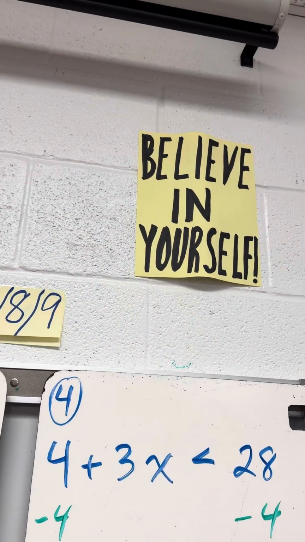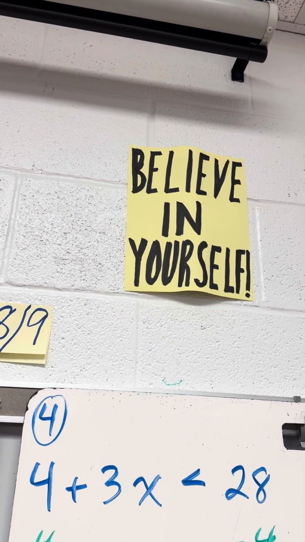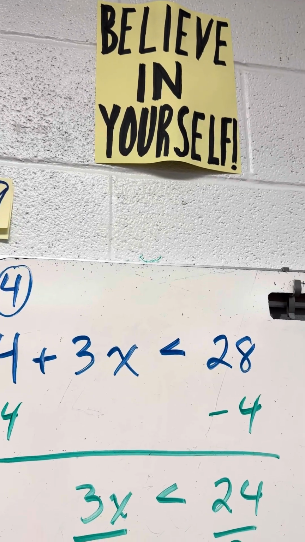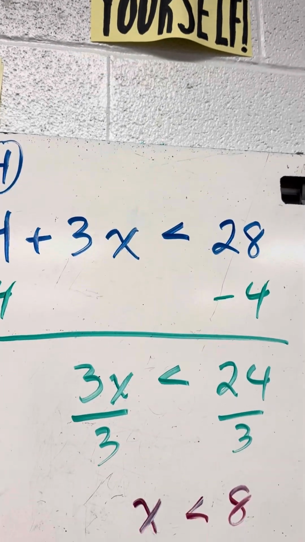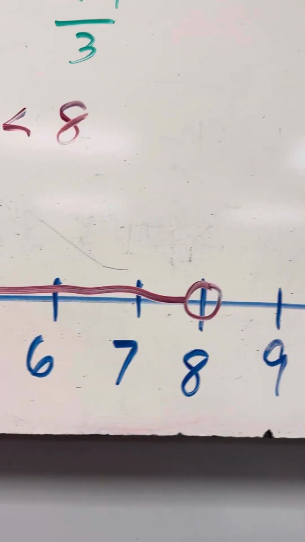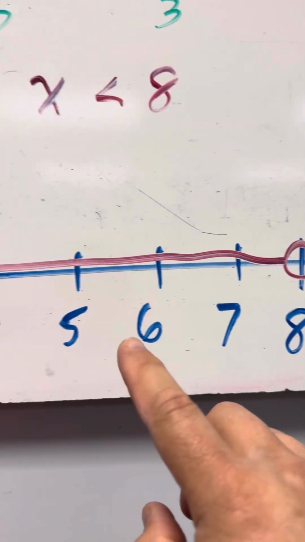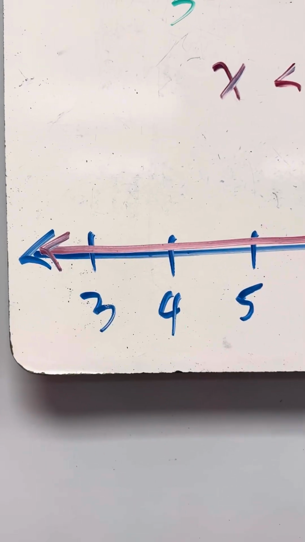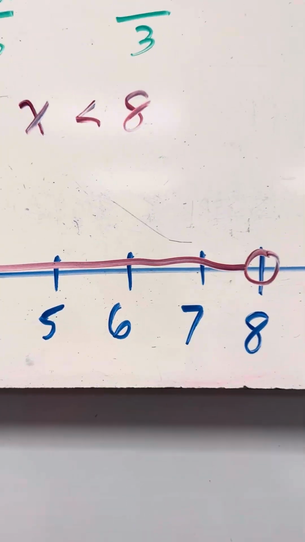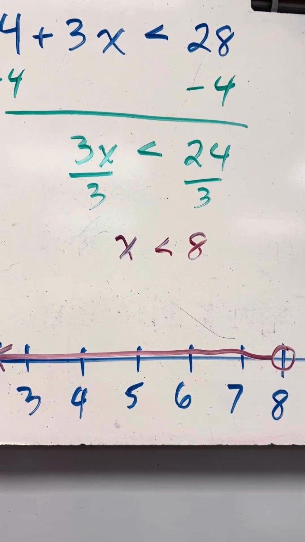4 plus 3x less than 28. Minus 4 from both sides. You get 3x less than 24. Divide by 3. x is less than 8. Go to 8 on your graph, click and hold and drag all the way until it makes an arrow. And then you will click on the dot to make it an open circle. x is less than 8.